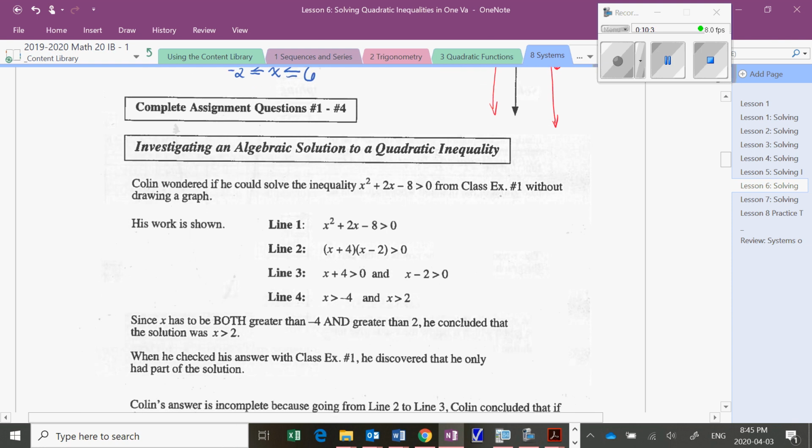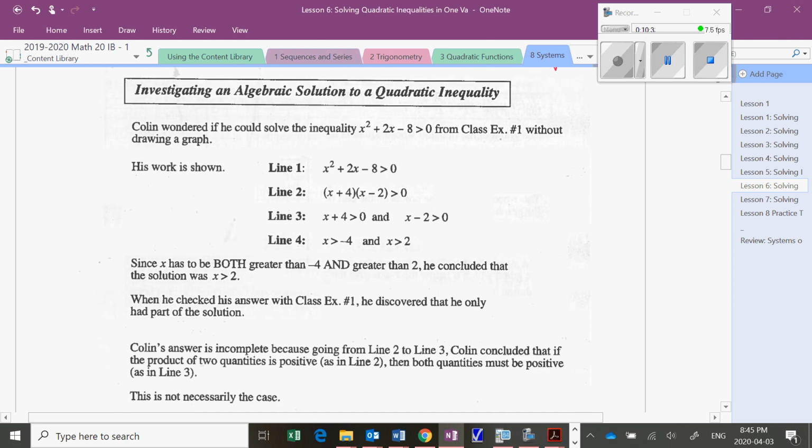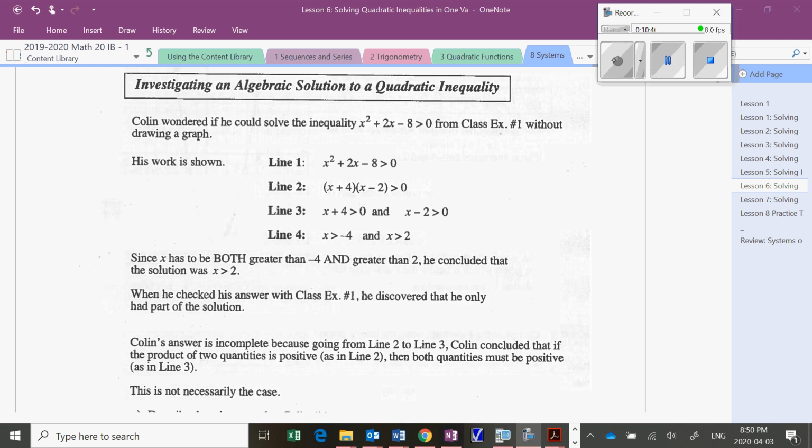So let's take a look, investigating it using case analysis in this case. Okay, so when we take a look, they've used Colin, for example, wondering how he would go about solving the inequality that we previously did in class, example number 1, without actually drawing a graph.